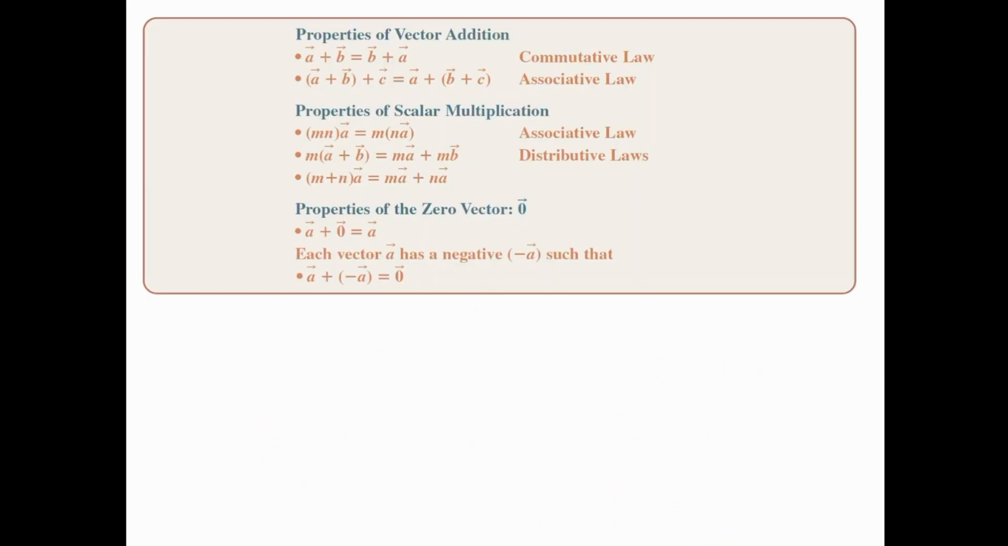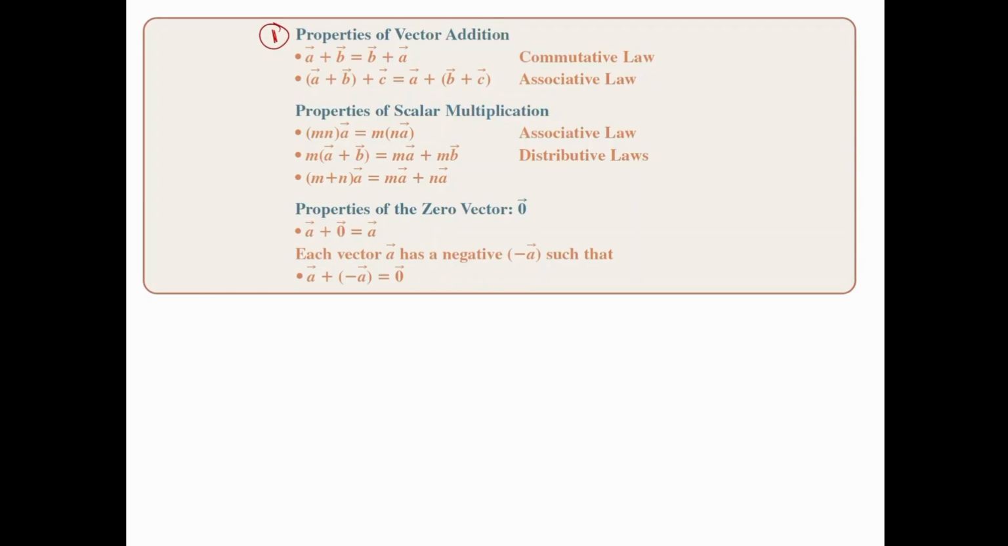We're going to end this lesson by talking about some rules. So when we add vectors, there are some important rules that always work, just like with regular numbers. The first set of rules that we're going to talk about are the properties of vector addition. So this is the first one that we're going to talk about. Order doesn't matter when we're adding vectors.